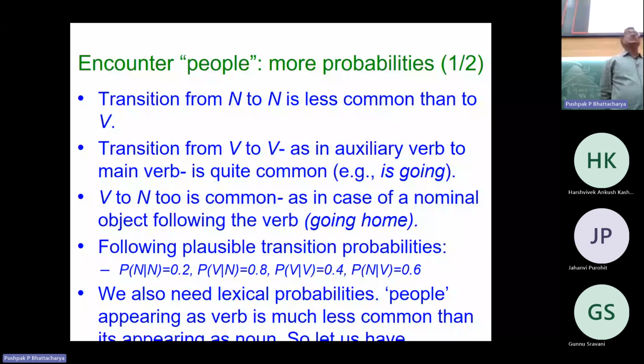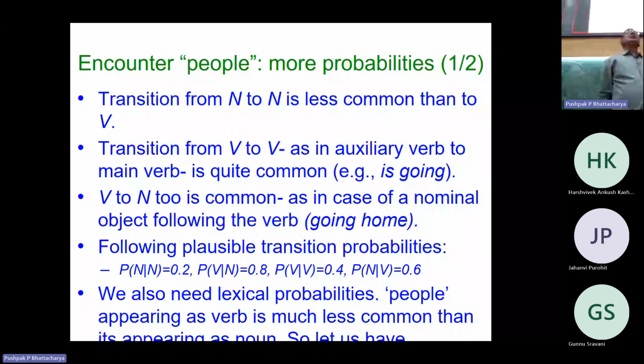Following are plausible transition probabilities we can adopt for the purpose of discussion. Probability of N given N is, let's say, 0.2. Probability of V given N is 0.8. Probability of verb given verb is 0.4. Probability of noun given verb is 0.6. Based on our understanding of the language phenomena, how language operates.